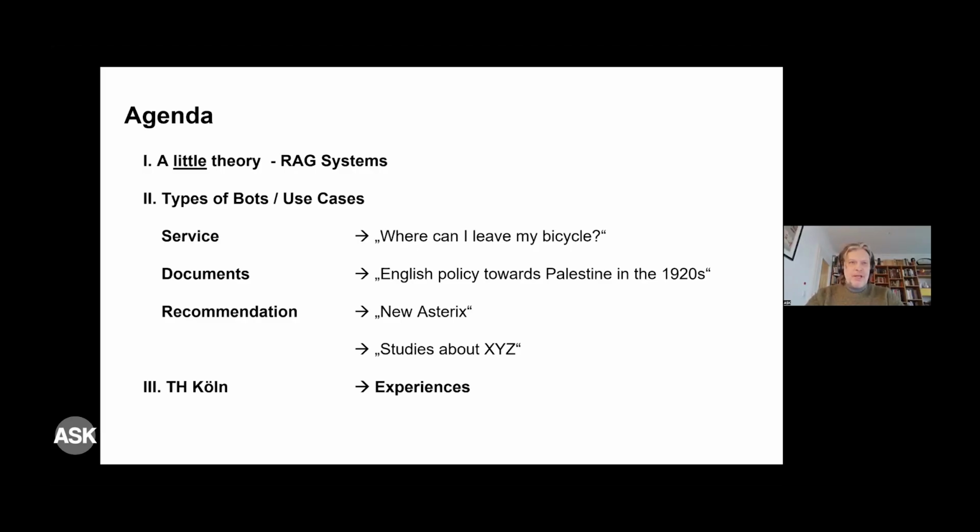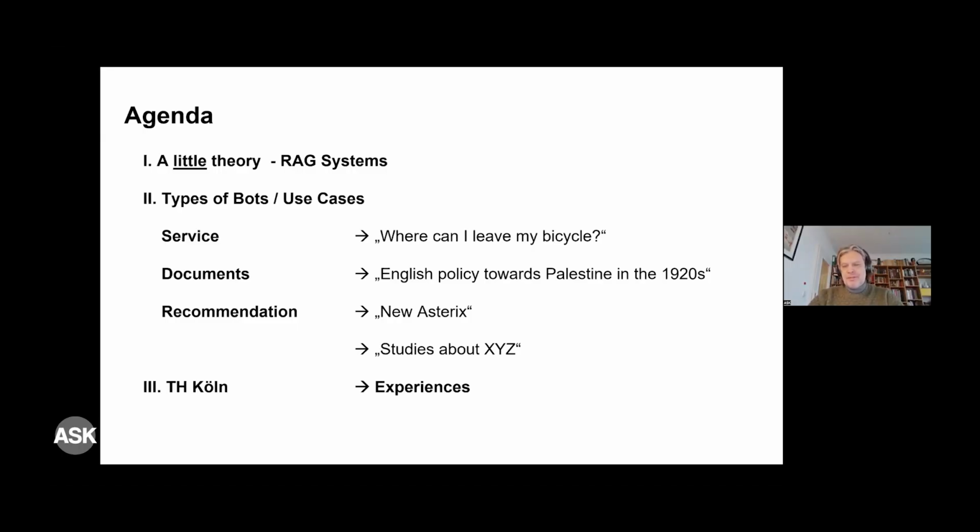After this little theory, I'll go into the 3 use cases that, in our experiences of the last 2 years, have developed into the 3 main use cases that AI bots for universities, university libraries, public libraries, and archives are used in. So, a service bot: where's my bicycle, what are the opening hours, where's the cafe, what is the curriculum for this semester, where on the campus is my next lecture. All these are service questions.